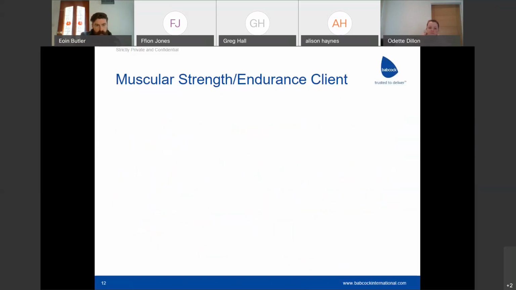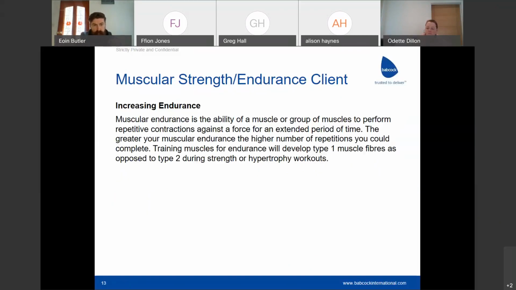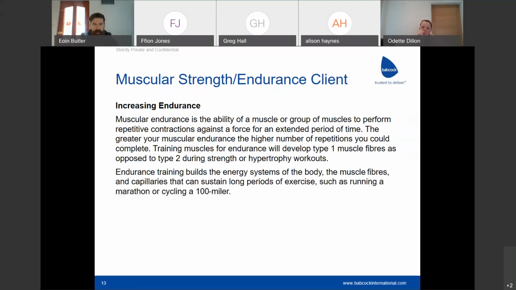So we're going to move from strength to endurance. So when we increase endurance, muscular endurance is the ability of a muscle, a group of muscles, to perform repetitive contractions against a force for an extended period of time. The greater your muscular endurance, the higher number of repetitions you could complete. So training muscles for endurance will develop type 1 muscle fibers as opposed to type 2 during strength and hypertrophy workouts. Endurance training builds the energy systems of the body, the muscle fibers and capillaries that can sustain long periods of exercise, such as running a marathon or cycling a 100-miler.